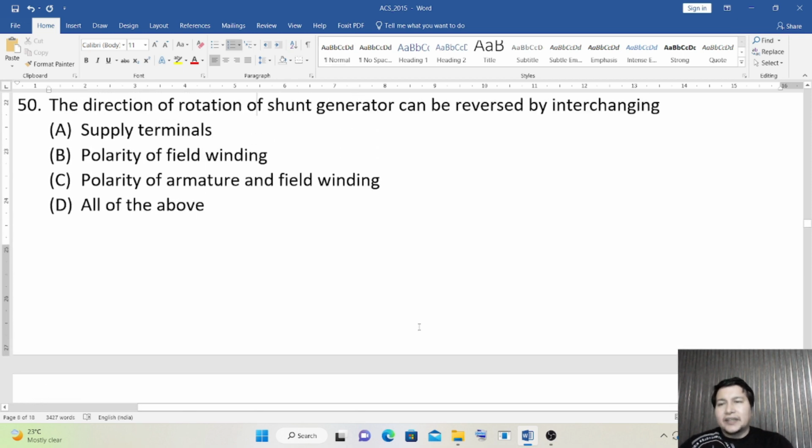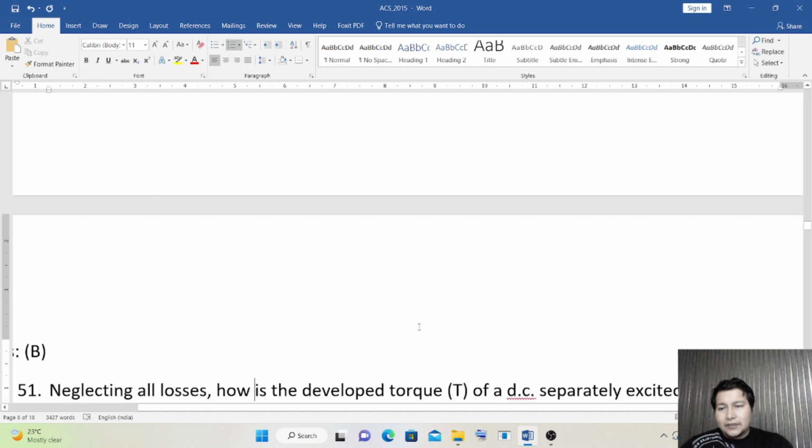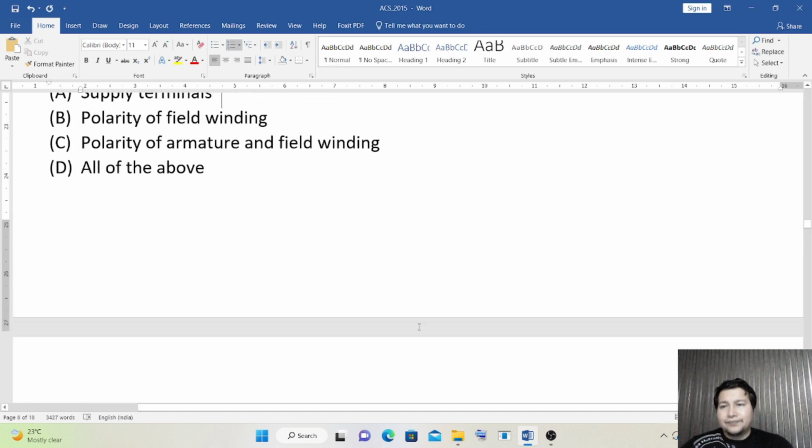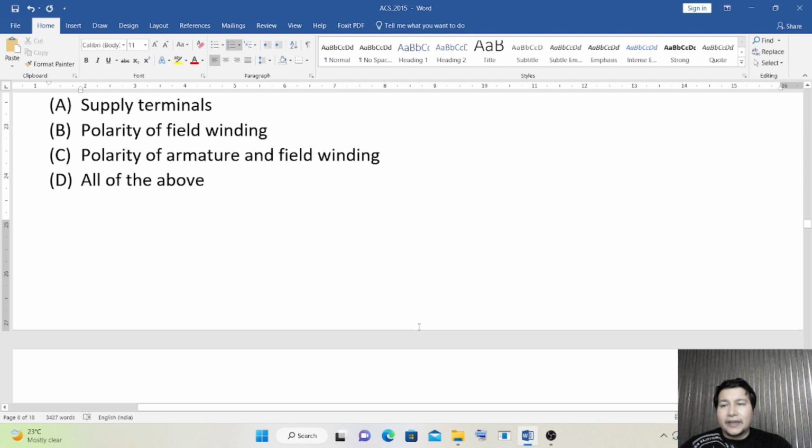Question number 50. The direction of rotation of shunt generator can be reversed by interchanging supply terminals, polarity of field windings, polarity of armature and field windings, all of the above. So correct option will be option B, polarity of field winding.